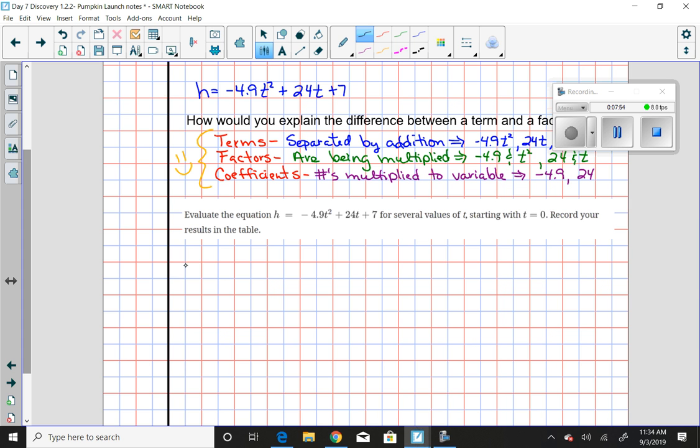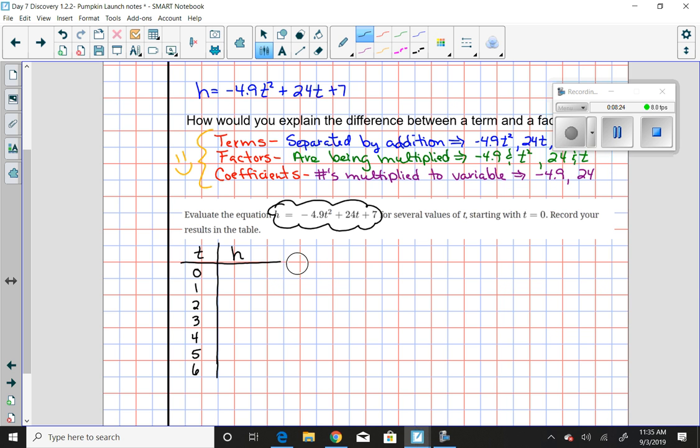All right, we're going to make a table. Our table is going to keep track of time and height, because that's what the equation is all about. So for time, we're going to keep track of 0, 1, 2, 3, 4, 5. Let's go to 6 seconds just to see what happens. If we need to add more, we can. Then I'm going to plug all of those numbers into this equation right here.